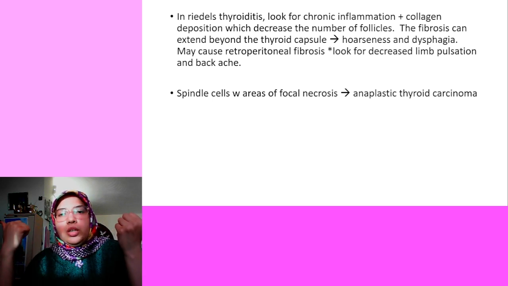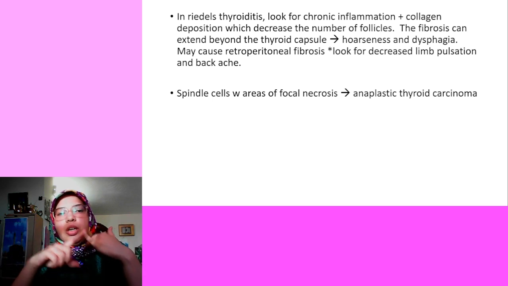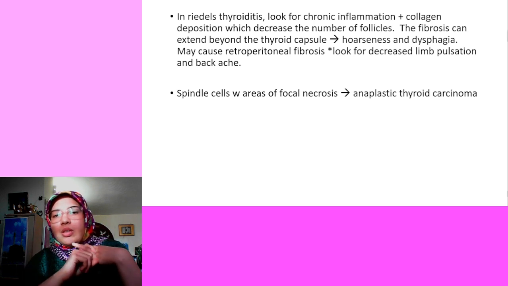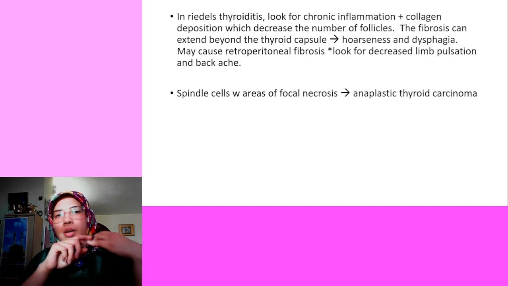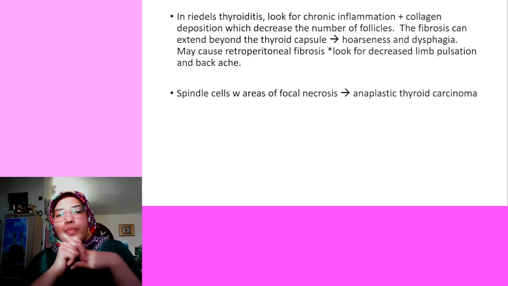So if you're reaching the nerves, you're going to have hoarseness and dysphagia. May cause retroperitoneal fibrosis. Look for decreased limb pulsation and back pain. And you want to keep carcinomas in your differential because it kind of looks like a carcinoma with its compressive symptoms. Spindle cells with areas of focal necrosis.